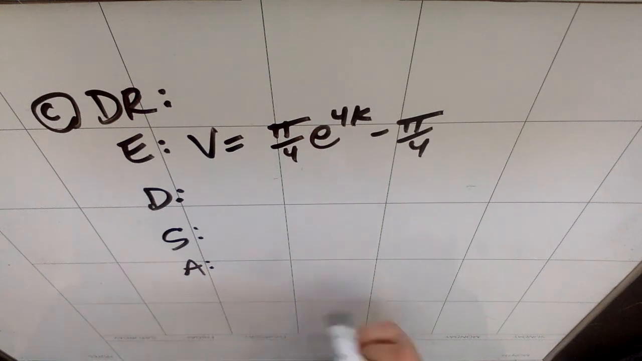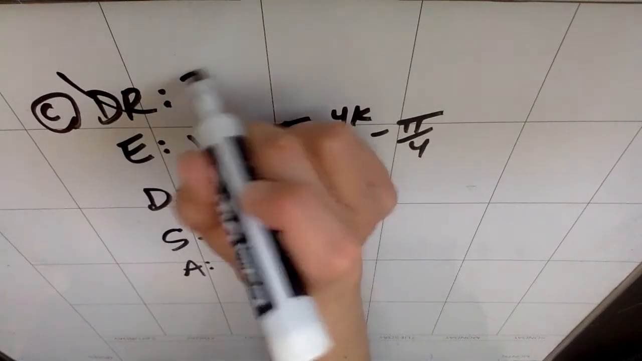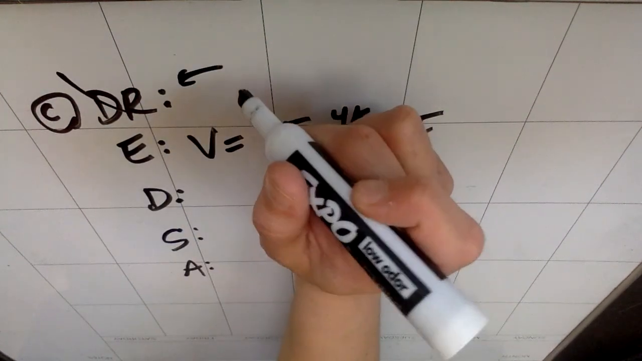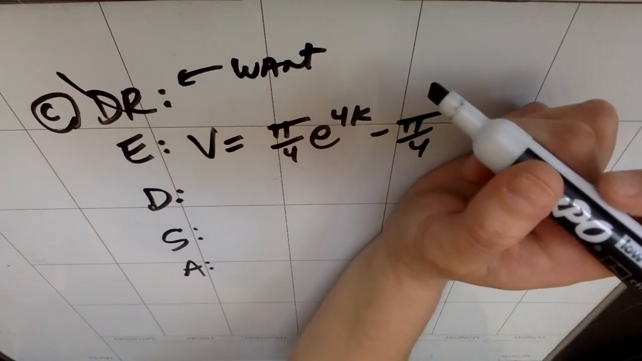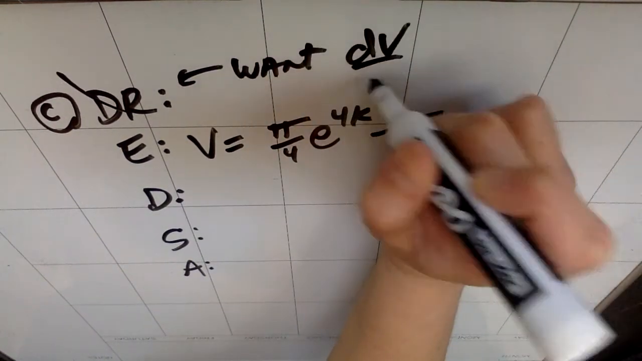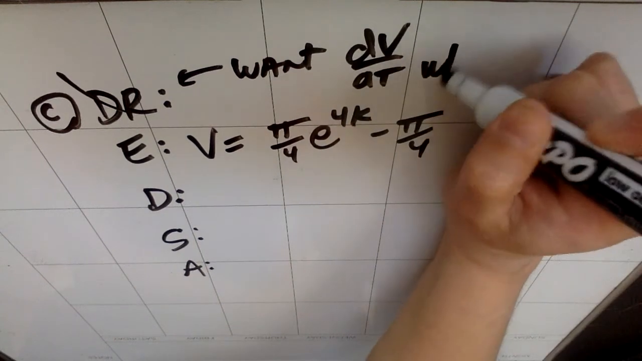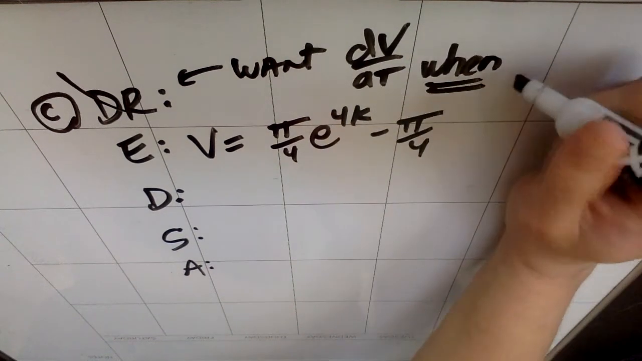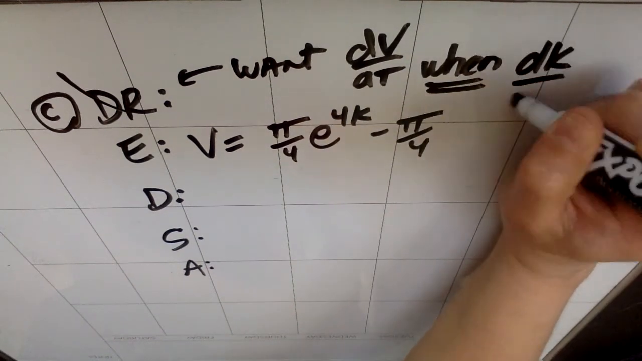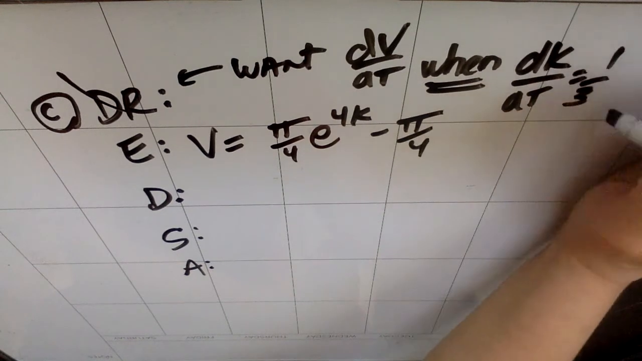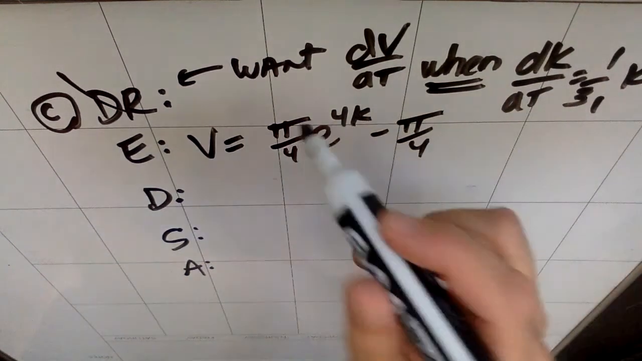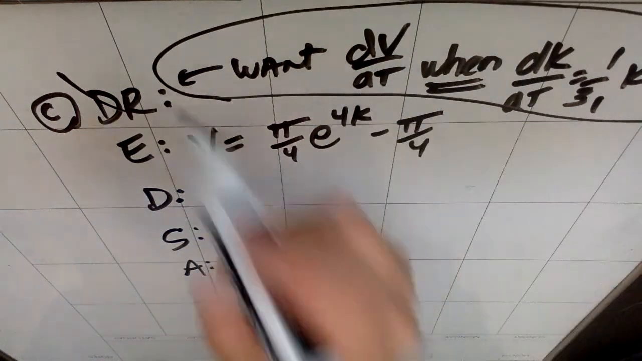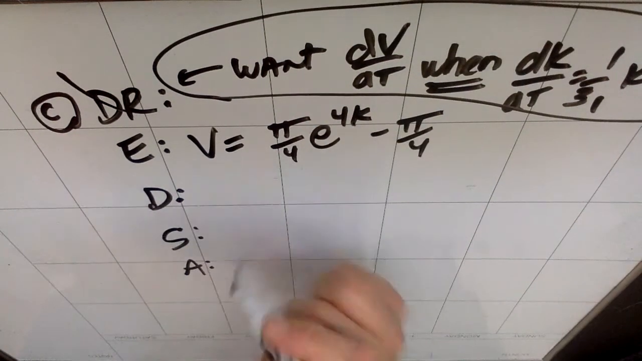So diagram and rates, I don't really need a diagram here, but it would probably be worth listing the stuff that I know, right? What they want in this problem is dV/dt, right? And they give me some specific stuff: when dk/dt is 1/3 and k is 1/2, right? So let's go ahead and use this information, right?